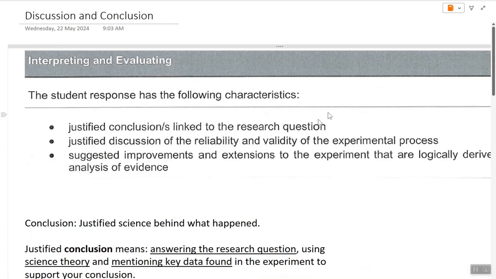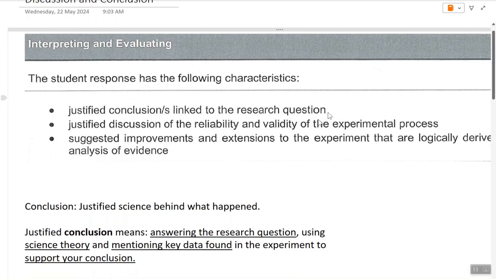The first dot point, I skipped over it, is your conclusion. Basically, it's a thing at the very end, and you're linking whatever conclusion. It's not super long, this bit. It's a couple of sentences. You need to answer the research question. So any assessment you do in science, you'll have a question, you actually need to answer the question. So you use scientific theory and mention key data, so just a couple of data points to support your conclusion, and that makes it a justified conclusion.